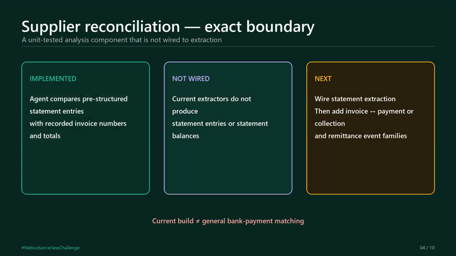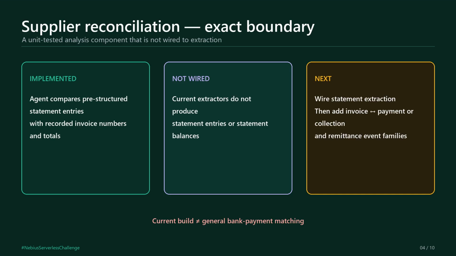The repository includes a unit-tested supplier reconciliation agent. When it receives pre-structured statement entries, it can identify invoice numbers missing from the uploaded set, unmatched uploads, and a balance difference. The current image, PDF, and docx extraction mappings do not populate those statement entries, so this component is not an end-to-end user flow in the submitted build.